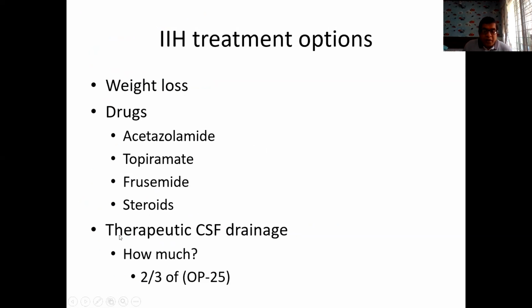Therapeutic CSF drainage has been done. How much CSF has to be drained is always a question, because we know that if you drain too much, the patient gets post lumbar puncture headache, or post LP headache. So there is one formula which is being used, and it's a good formula. I use it in my practice. I measure the opening pressure and subtract 25 from it. So if the opening pressure is 55 minus 25, it comes to 30. Two-thirds of that is drained, so we drain 20 cc in this patient. If you use this formula, two-thirds of opening pressure minus 25, you can reduce the number of post lumbar puncture headaches in these patients. Again, this is only one study which was published some 2 years back.